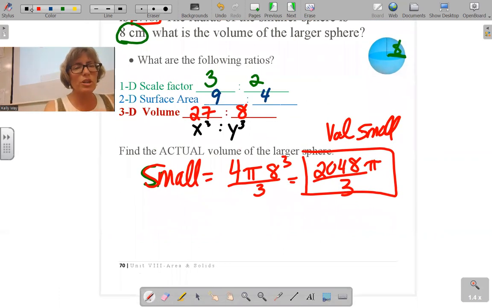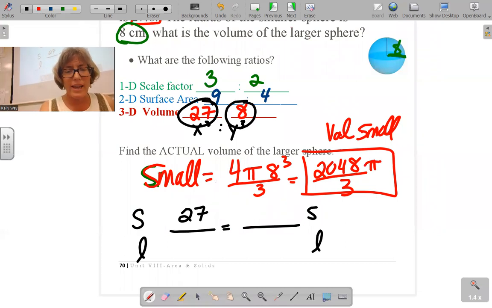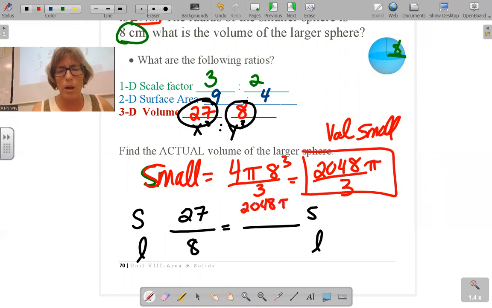Now we're going to make a proportion. Small over large, small over large. Our ratio of the volumes, we're dealing with volume, so we use the volume. It's going to be 27 to 8. The actual volume here is 2048 pi over 3. We're trying to find this volume here.